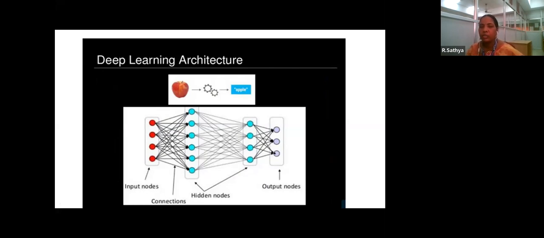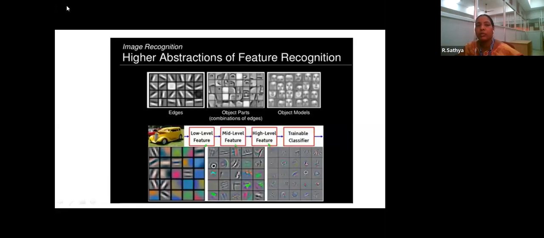Even though apple is a word, I may interpret it as either a fruit or an iPad. So in deep learning, apart from giving the features of that, you can get the meaning also. You will be getting the labeling. Automated labeling also can be done with the help of a deep learning neural network.